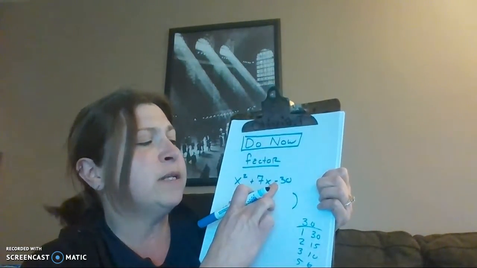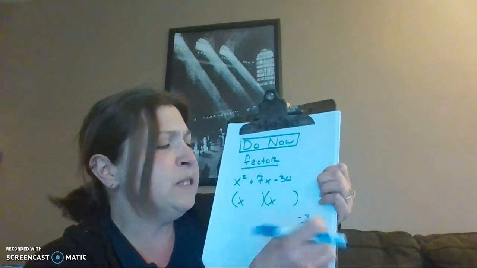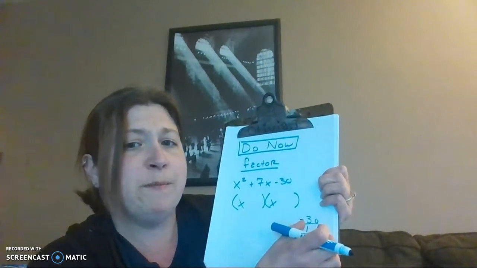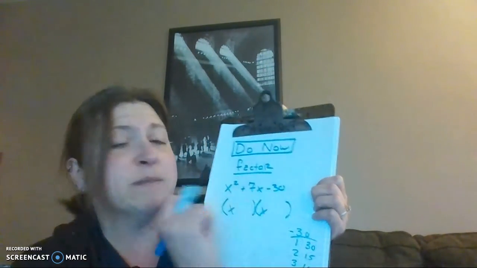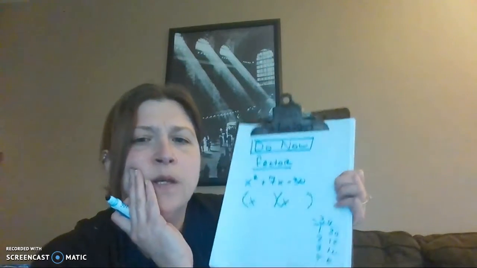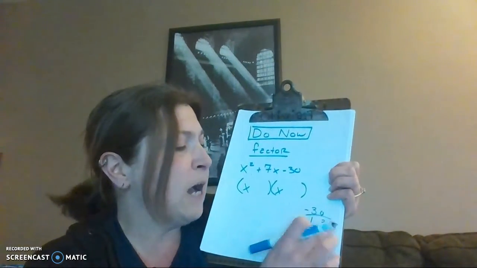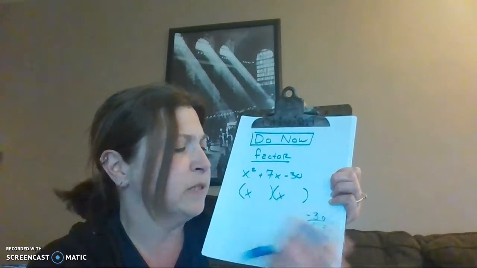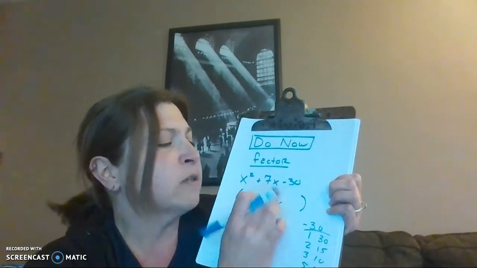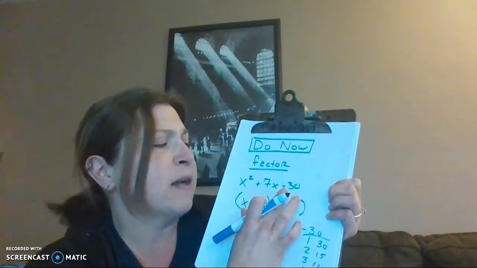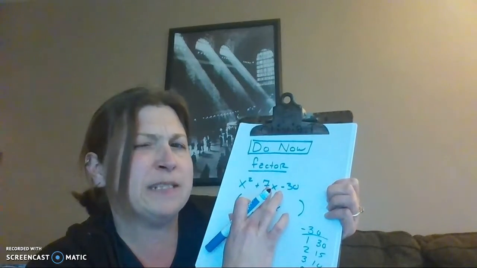I need to get to a negative 30. That means when I multiply these numbers, one's going to be positive, one's going to be negative, right? Because that's the only way I can multiply them to get to a negative 30. All right, so what that also means is I'm going to be subtracting these numbers to get to my middle term, which is a positive 7. So let's see which set of numbers we'll subtract to give me 7. Don't worry about the positive yet.